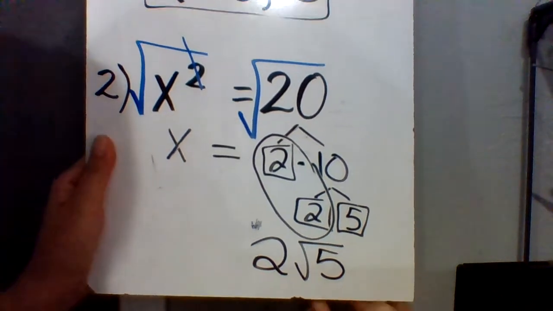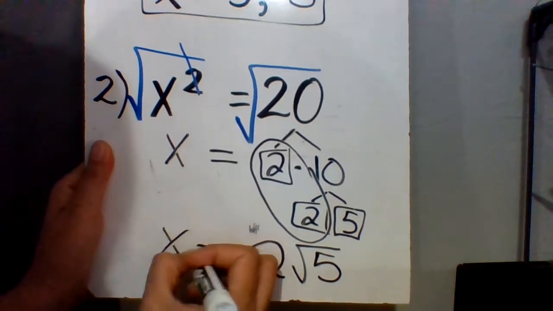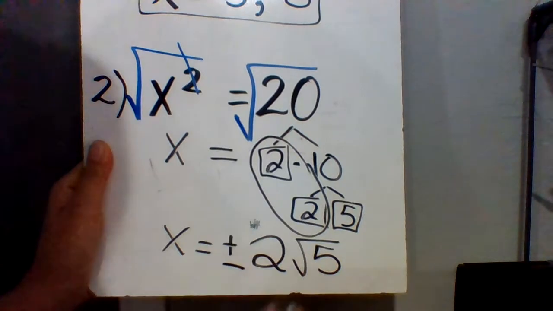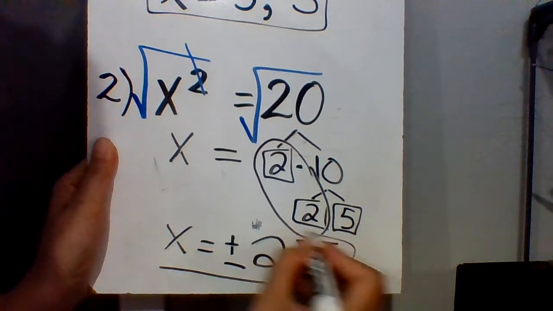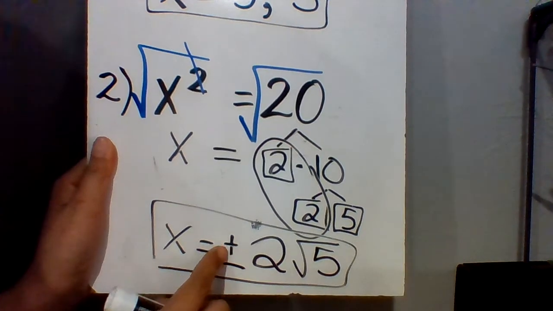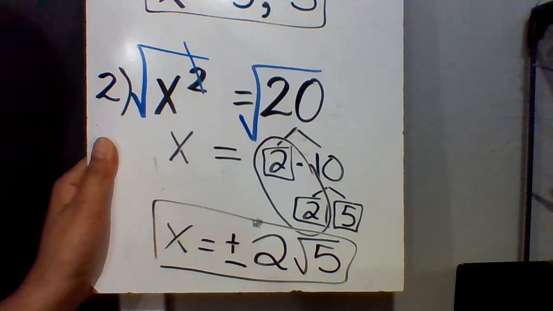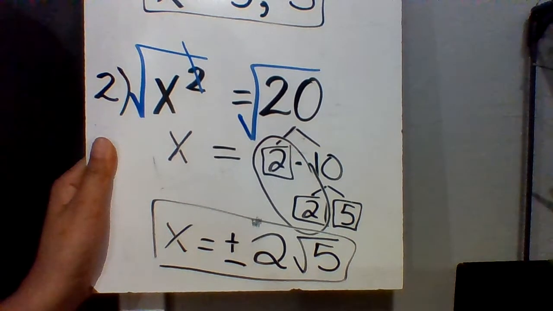So x would equal positive and negative 2 square root of 5. So we have two answers again, but this time we're going to put the symbol positive and negative to show our two answers.